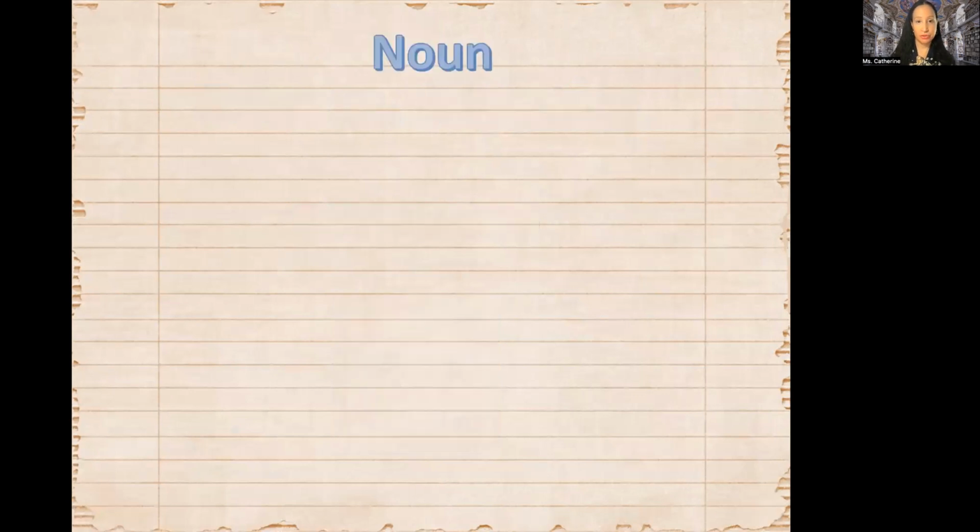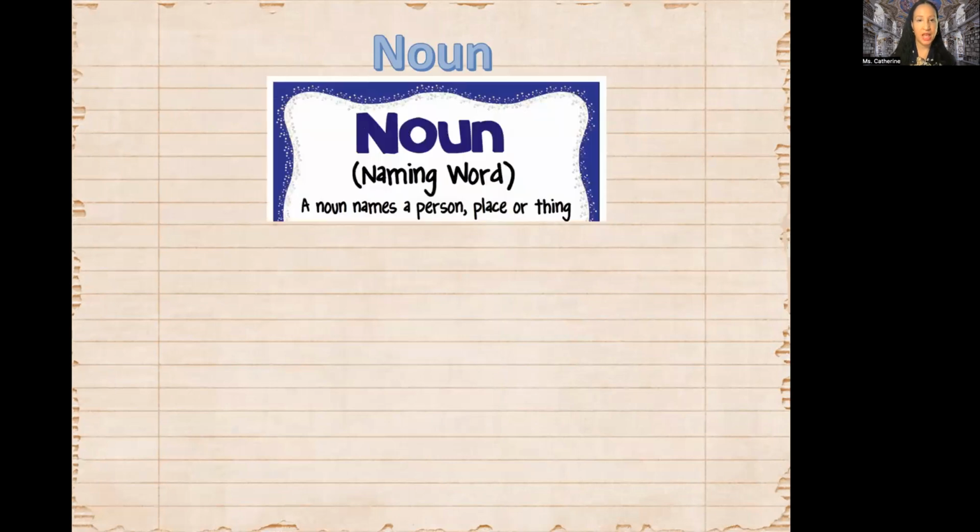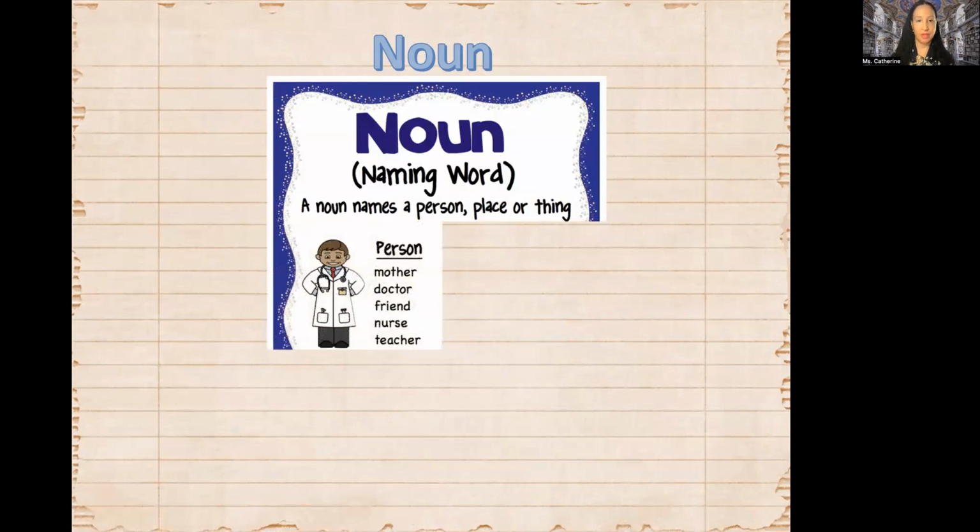So what is a noun? Do you remember? Think of the noun as your naming word. A noun names a person, place, or thing. For example, a person here, as we see in the picture, would be a doctor. This could also be a mother, a friend, a nurse, or a teacher. Okay, but in the picture is a doctor, but I'm giving you other examples of what a person would be.